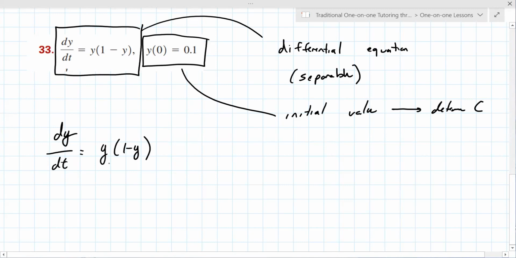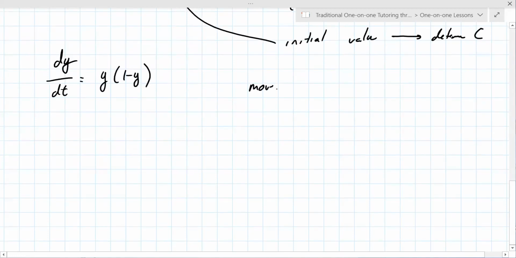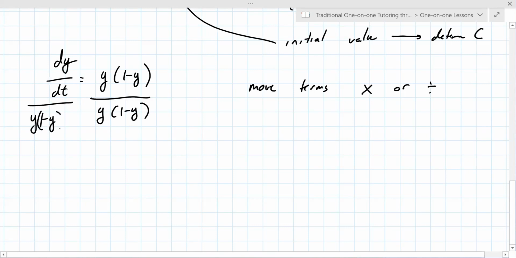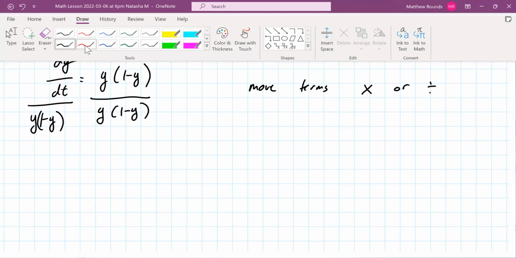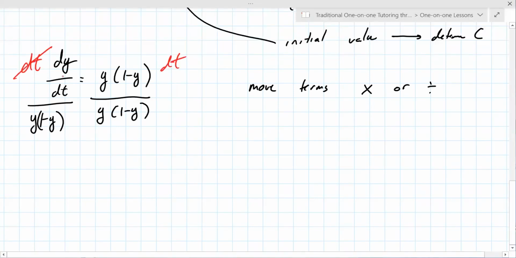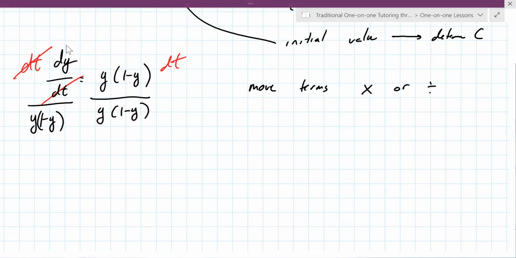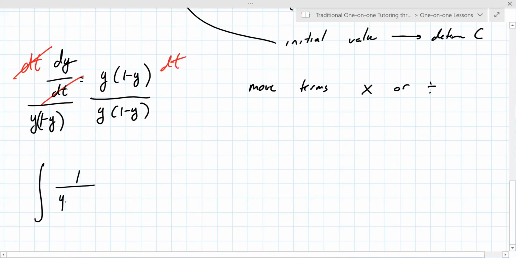So because it's separable, you need to move the Y terms left and anything else right. And the only way to move terms in these types of problems is to multiply or divide. You almost never add and subtract, almost never. So the way this looks is you divide both sides by this y times 1 minus y. And then you're not exactly doing this, but you multiply both sides by dt, and that cancels that out. So the net result here is you have the integral of 1 over y, 1 minus y, dy equals the integral of, when you divide this, you get 1 dt.